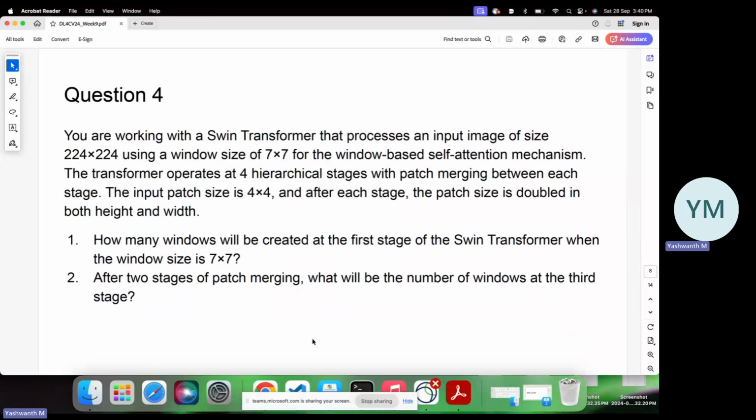How many windows will be created at the first stage of the Swin Transformer when the window size is 7 cross 7? After two stages of patch merging, what will be the number of windows at the third stage?